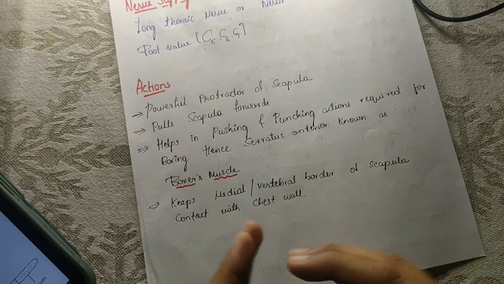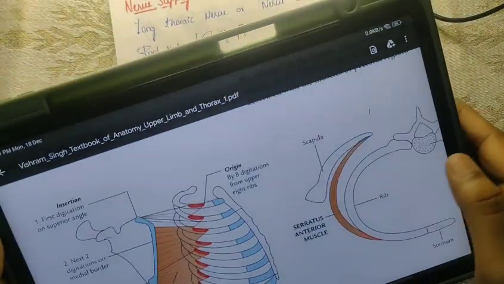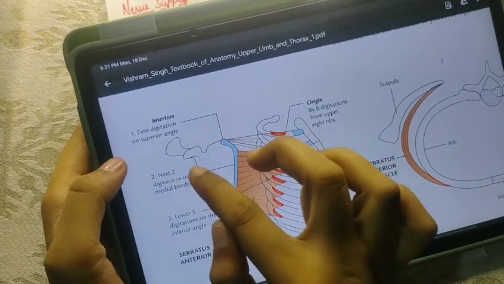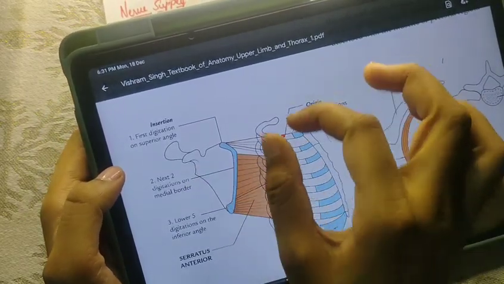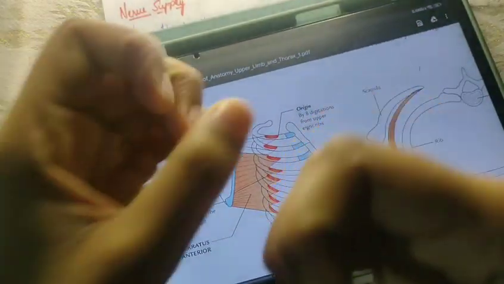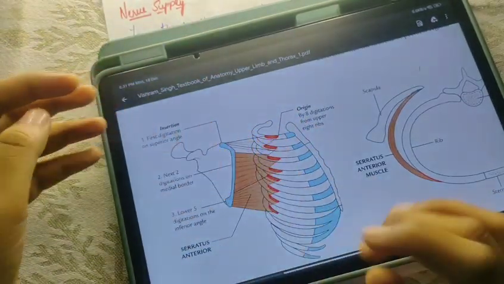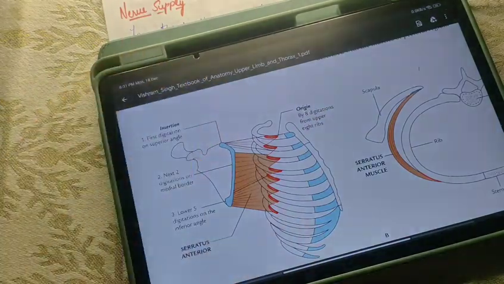It keeps the medial border of the scapula close to the rib cage. As you can see, this is the medial or vertebral border of the scapula. This is the medial border, this is the lateral border, and here the vertebral column will be there on the back side. The medial border is also known as the vertebral border, and the muscle keeps the vertebral border close to the rib cage.